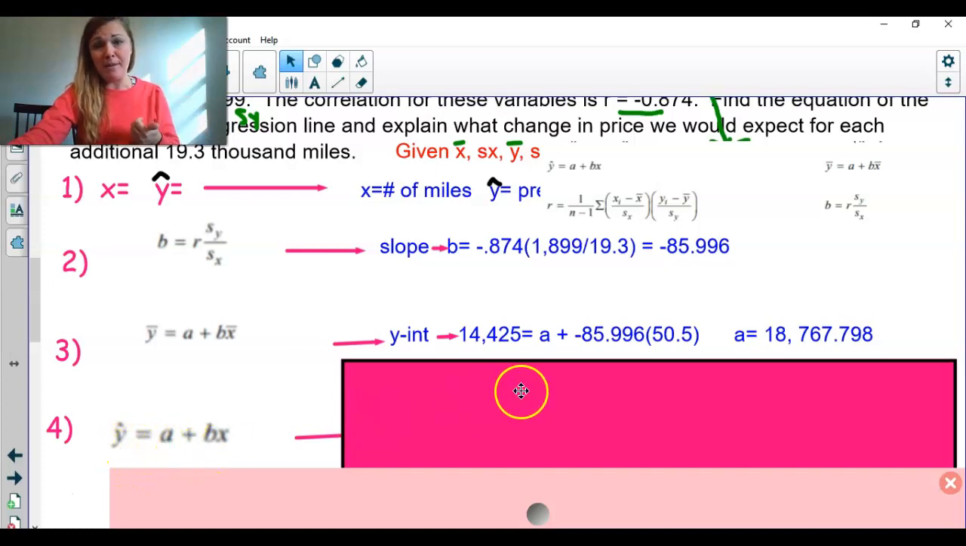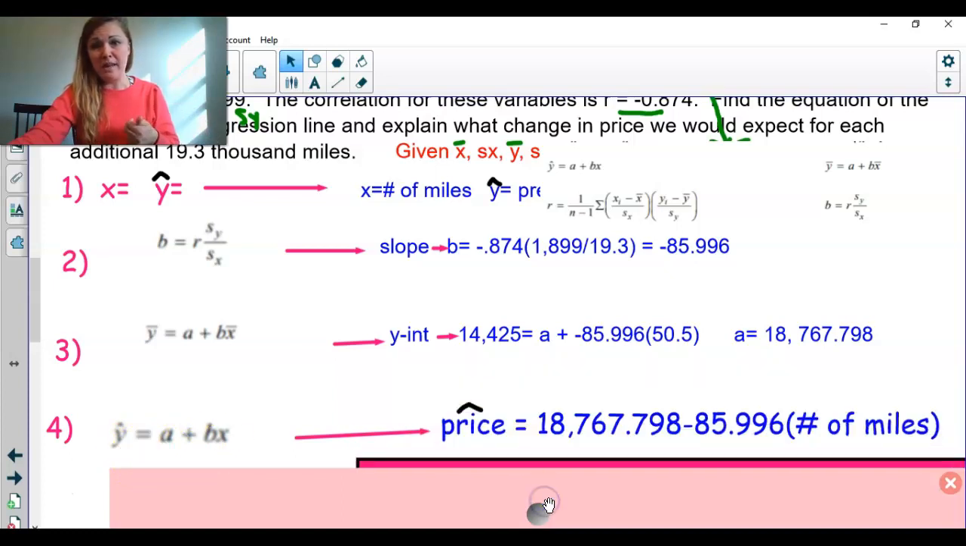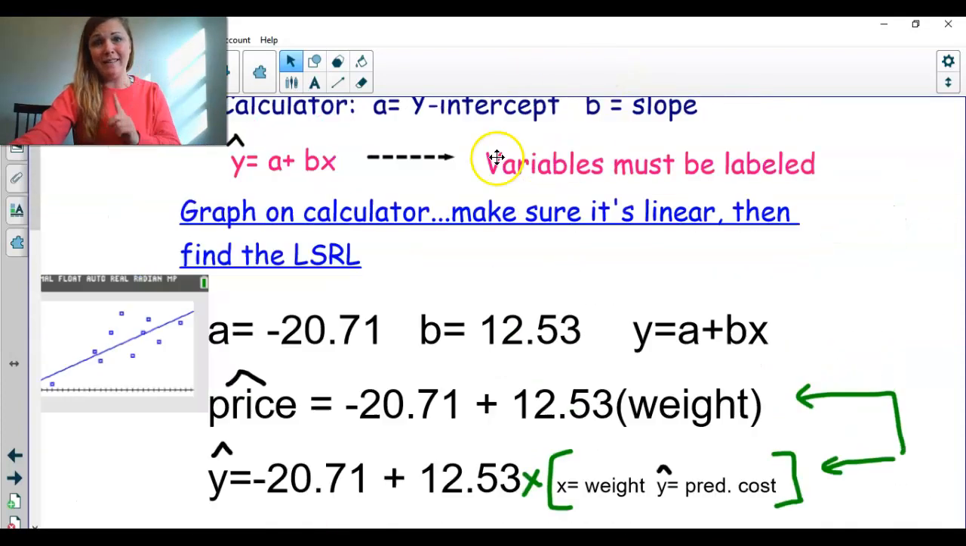Y hat equals A plus BX, which is right there. Notice I also put in the variables because that is what is expected of you. Okay, part 1 is done, you guys. We know how to write a least squares regression line when we are given statistics like this example or data like this example.